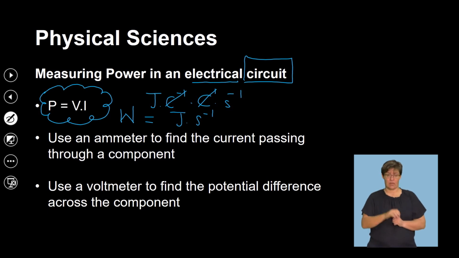All right, so an ammeter would measure the current, while the voltmeter will give us an indication of the potential difference, which could be across that light bulb. If we get the product of the two, we are able to determine the power.